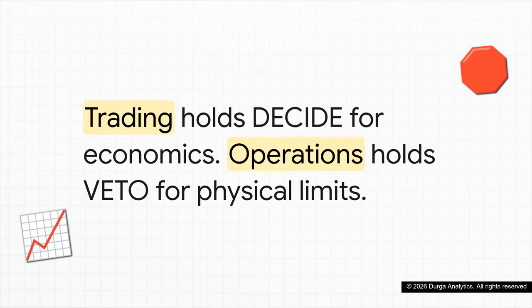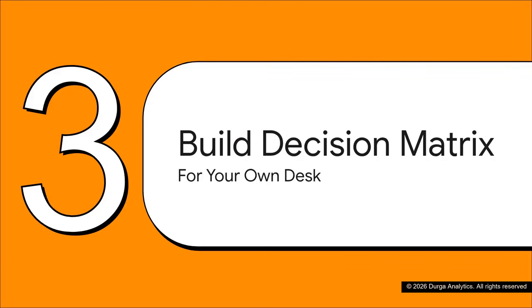This setup forces any disagreement to surface and escalate in a matter of minutes, rather than lingering unnoticed until the month-end P&L review rolls around. Section 5, build your decision matrix.